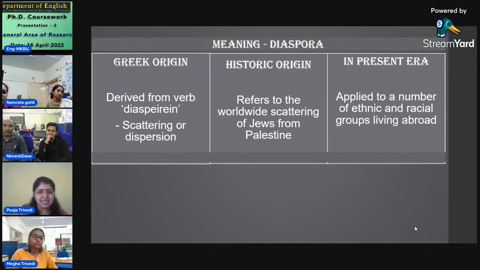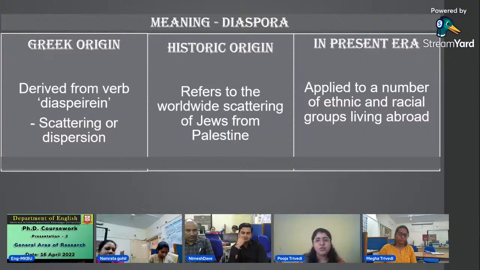They constantly felt the desire to go back to their homeland, because going abroad was something like a punishment, as seen in the Greek and Jewish origin. They thought that going out of their motherland was a punishment for them. It is a redemption, and someday they hoped that they would return to their motherland.